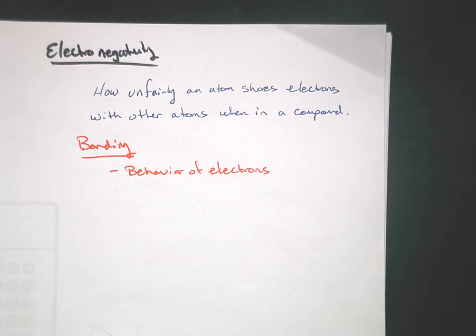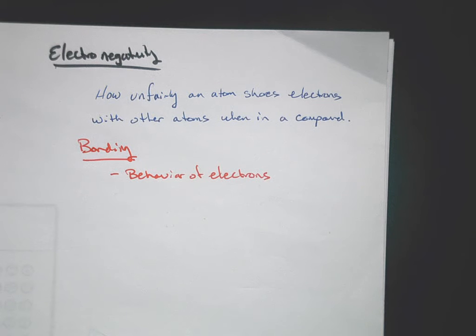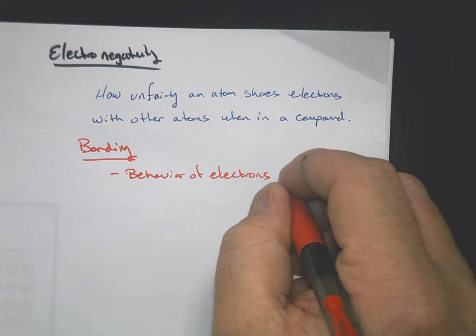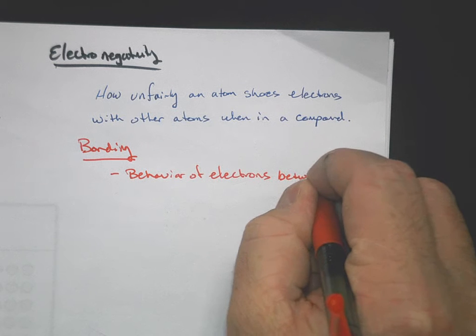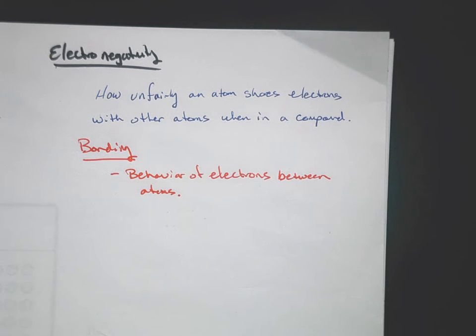All right, we're starting with electronegativity today, and electronegativity is how unfairly an atom shares electrons with other atoms in a compound. Okay, and so what does this have to do with anything? Well, this governs bonding, and how electrons bond. Bonding is the behavior of electrons between atoms.